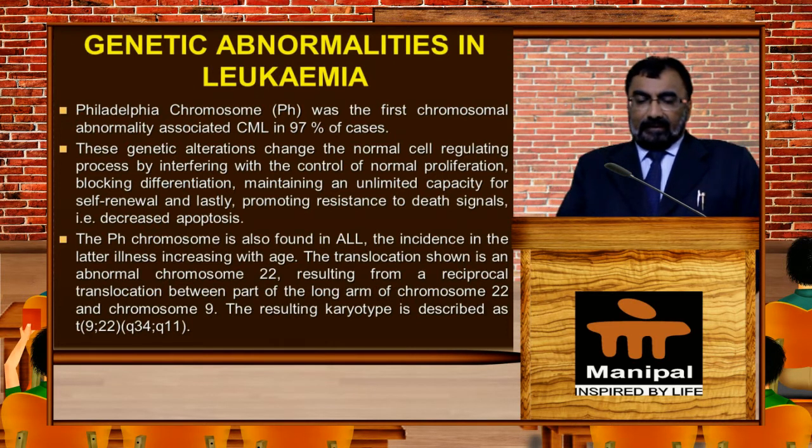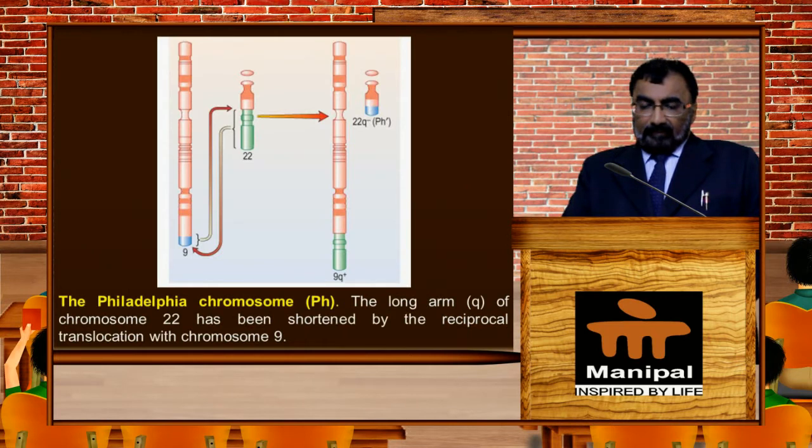The incidence in the later illness increases with age. The Philadelphia chromosome is seen with a translocation between chromosome 22 and chromosome 9, and as shown in this diagram, the long arm of chromosome 22 has undergone reciprocal translocation with chromosome 9.